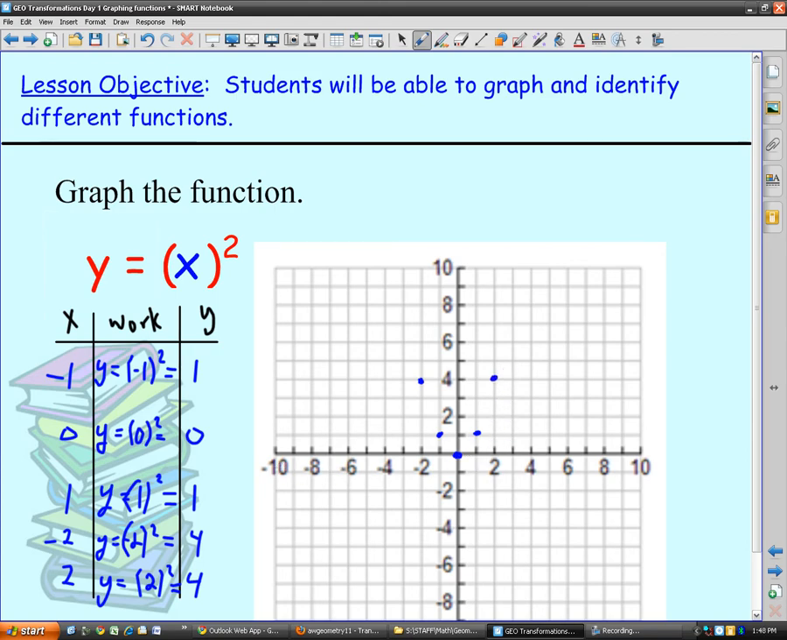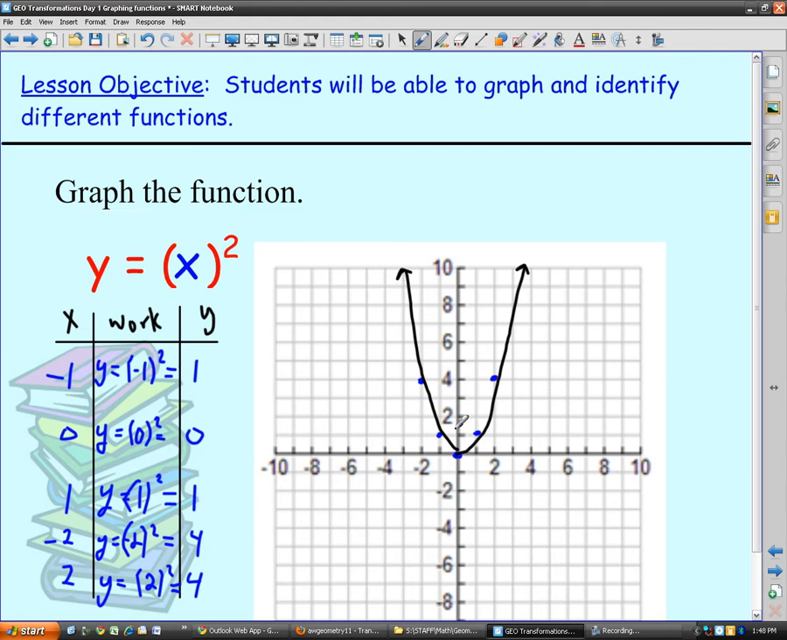And if I sketch in my graph, this is what the quadratic is, kind of a U-shaped graph. It's what we call a parabola. And it would look something like that. And that's a pretty good sketch of our parabola. So that's what we're trying to do.